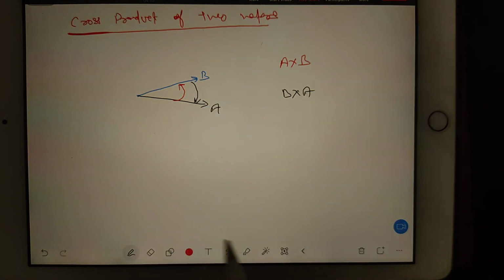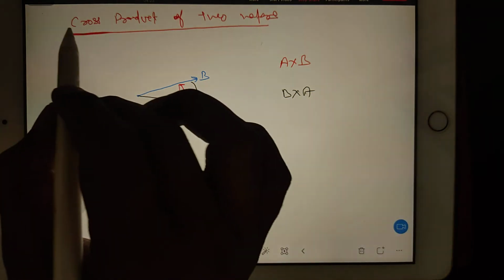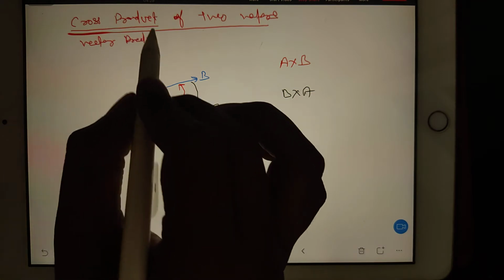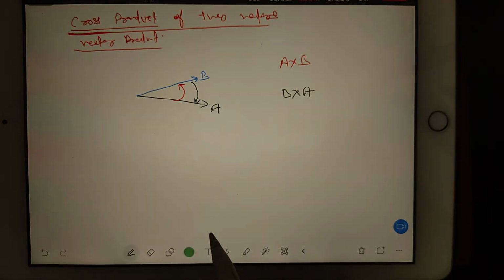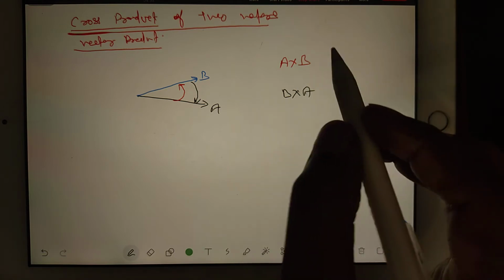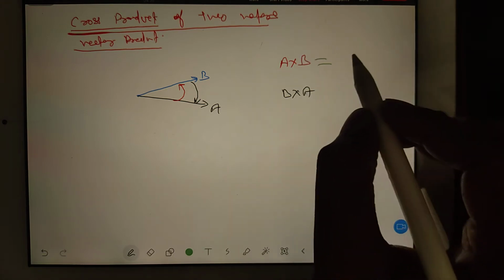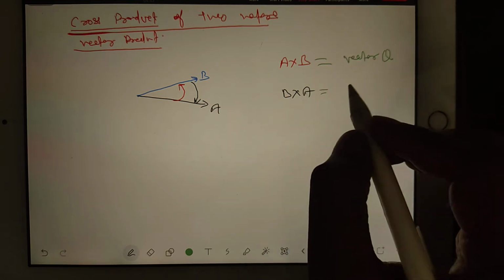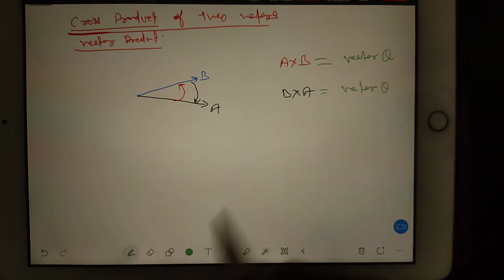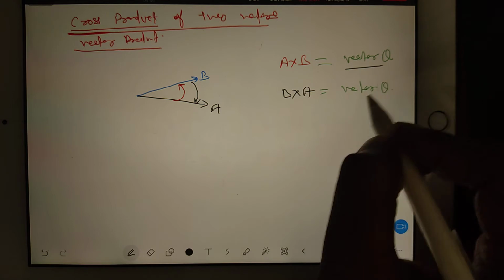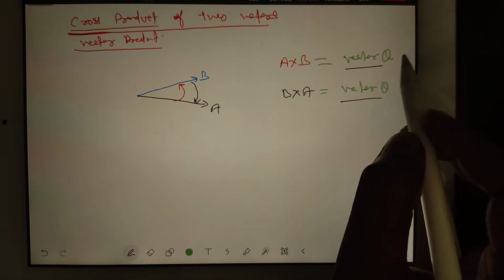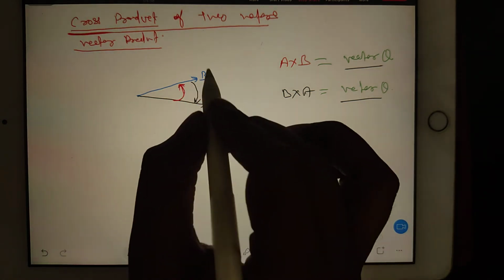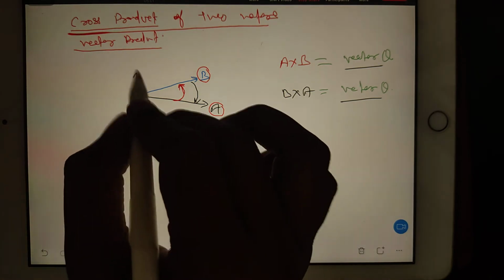Now why is this direction important? Because it is a cross product. Cross product is also known as vector product. Now why do we call them vector product? Because whenever you do cross product, your final answer is going to be a vector quantity. So if your answer is a vector quantity, then definitely that vector will have direction. So if you do this A cross B, then direction will be upward.